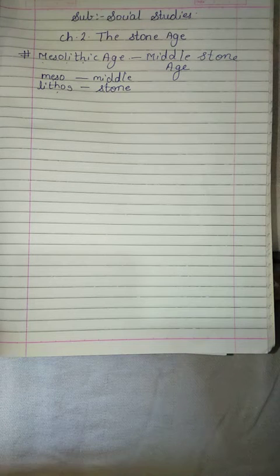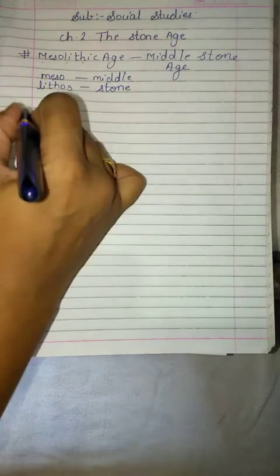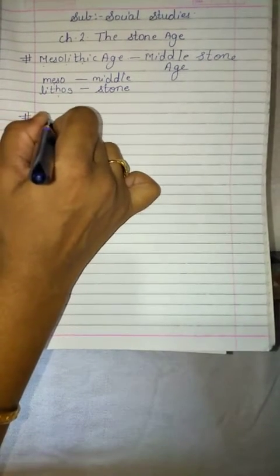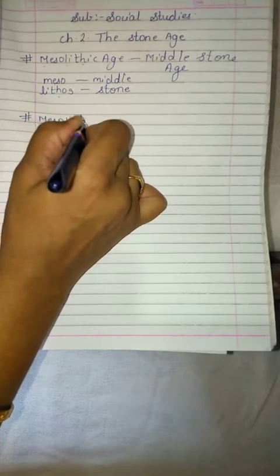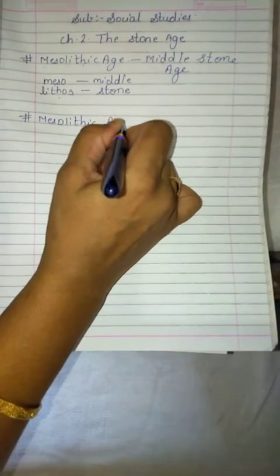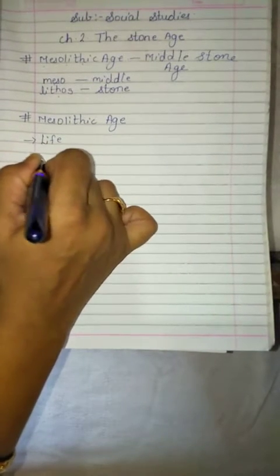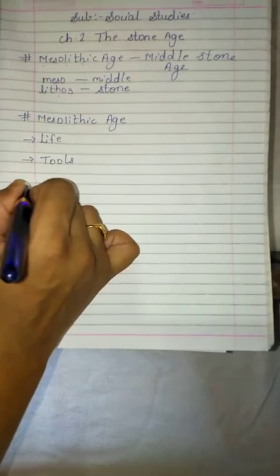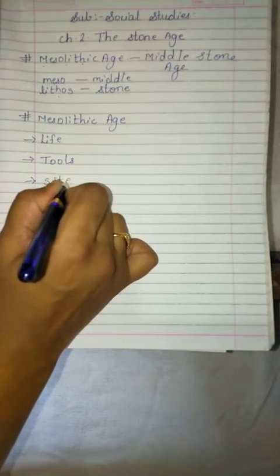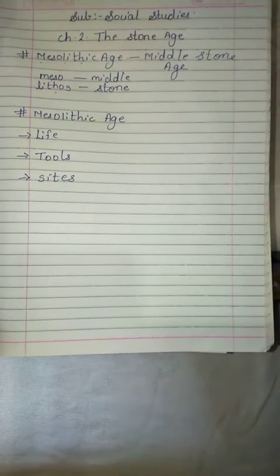We will study about the Mesolithic age in detail, as we have seen about the Paleolithic age. What are we going to study in the Mesolithic age? We will study about the life of the people during the Mesolithic age, the tools used by humans during the Mesolithic age, and also about the sites of the Mesolithic age. First, we will see about the life.